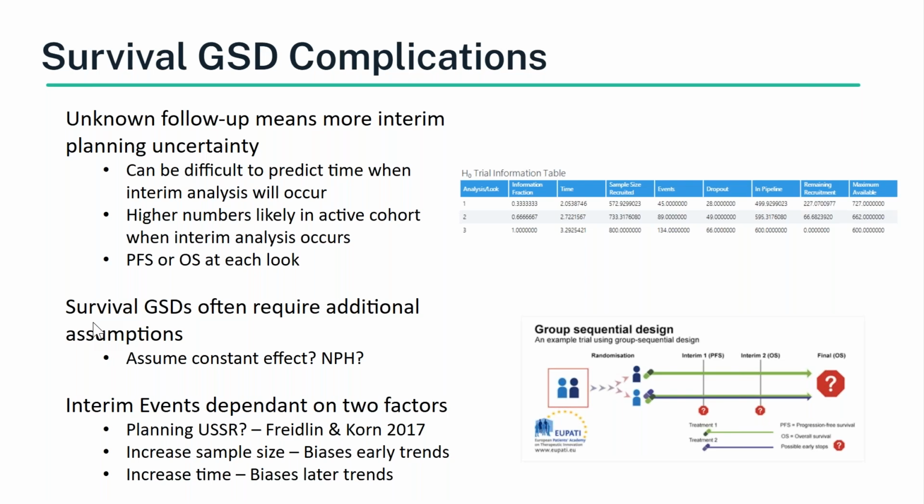Other complications may be the possibility of changing the endpoints of interest between the interim and final analysis. For example, regulatory agencies have suggested that accelerated approval could be made on PFS, your progression-free survival, but final approval would still need to be based on the gold standard overall survival endpoint. And this could be integrated into a sequential trial.